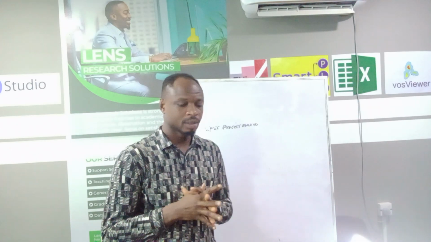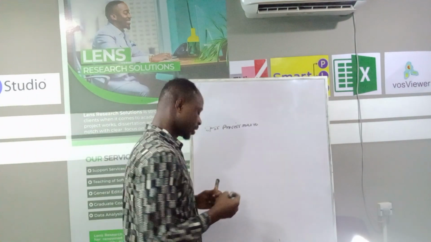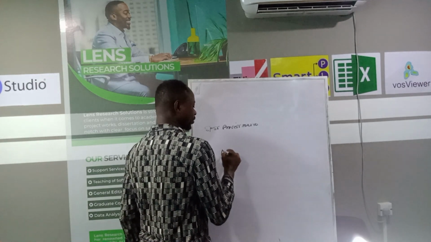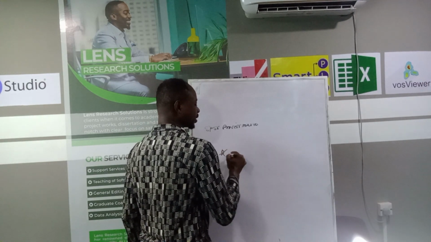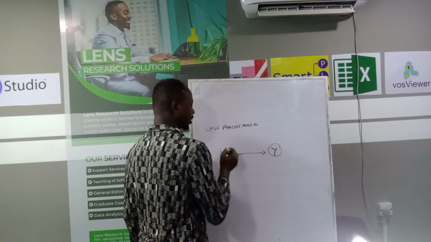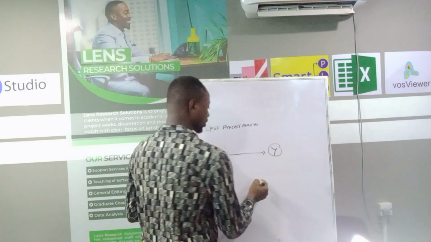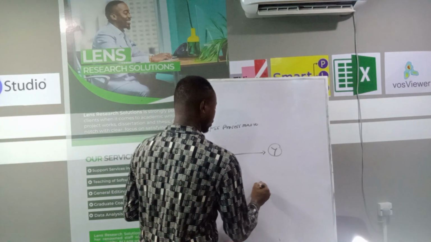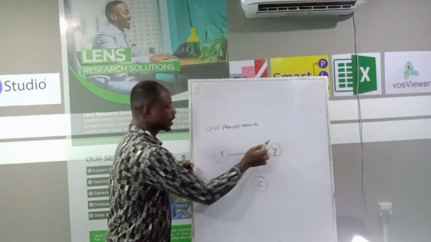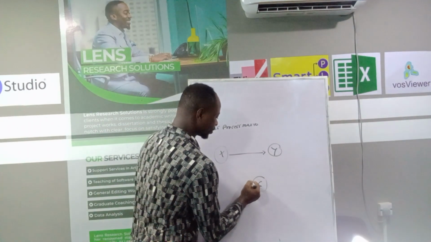When we talk about mediation, the idea is that there is a direct relationship between the predictor, X, and Y. But we believe that a third variable, which is called the mediator, comes into the scene, such that the influence of X on Y, which is the direct one, can also be assessed through indirect means.